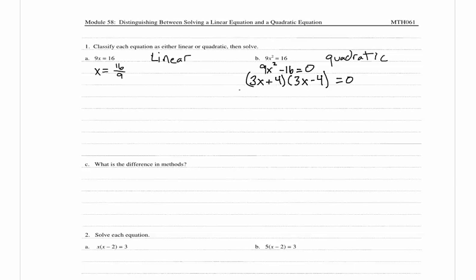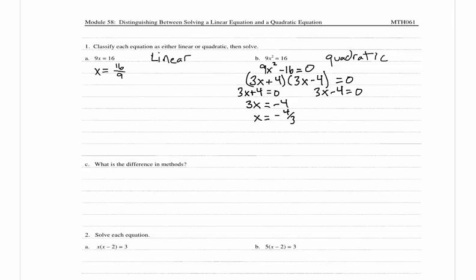And now we're going to set 3x plus 4 equal to 0 and solve, and set 3x minus 4 equal to 0 and solve. So for 3x plus 4, we'll start by subtracting 4 from both sides. So we have 3x is equal to negative 4. And now divide both sides by 3. And I get x is equal to negative 4 thirds.